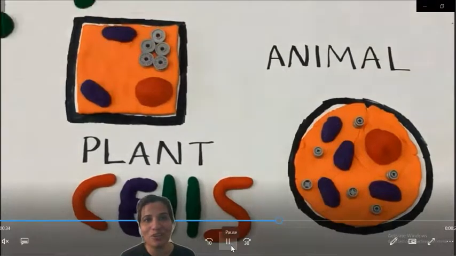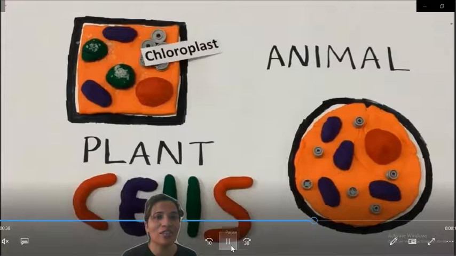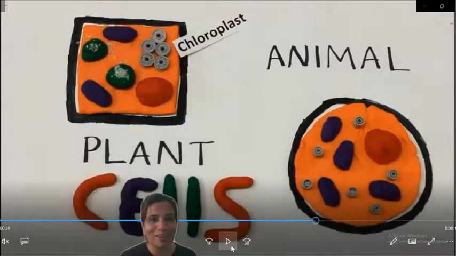And next, what do we have? Next, we have the chloroplast, which is the structure for plant cells only. Animal cells do not have chloroplasts, and we don't photosynthesize. Only plant cells have chloroplasts because they absorb sunlight for photosynthesis to make food for the plant.